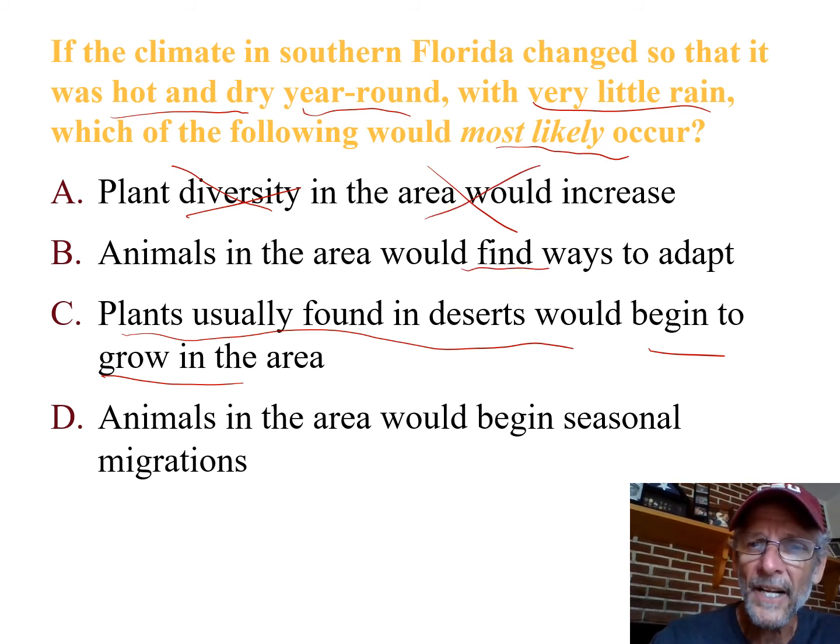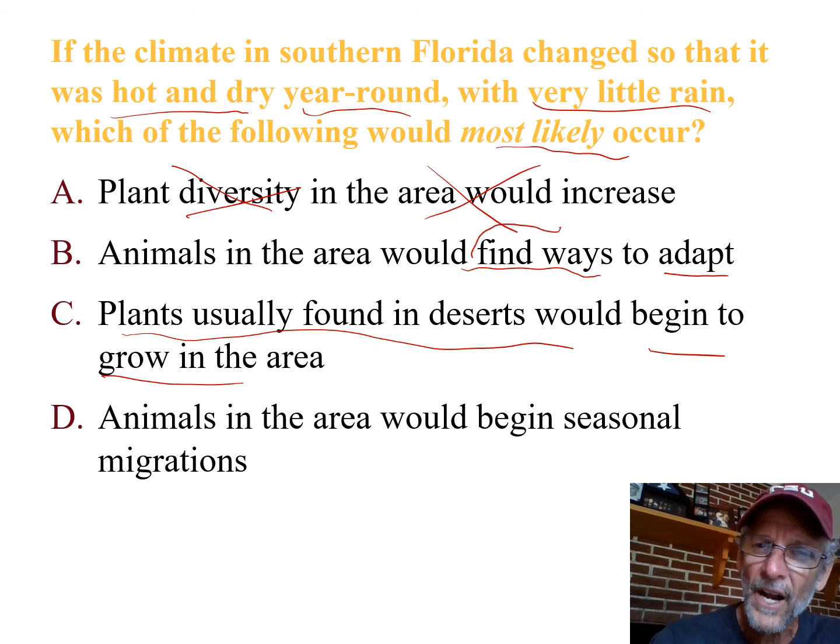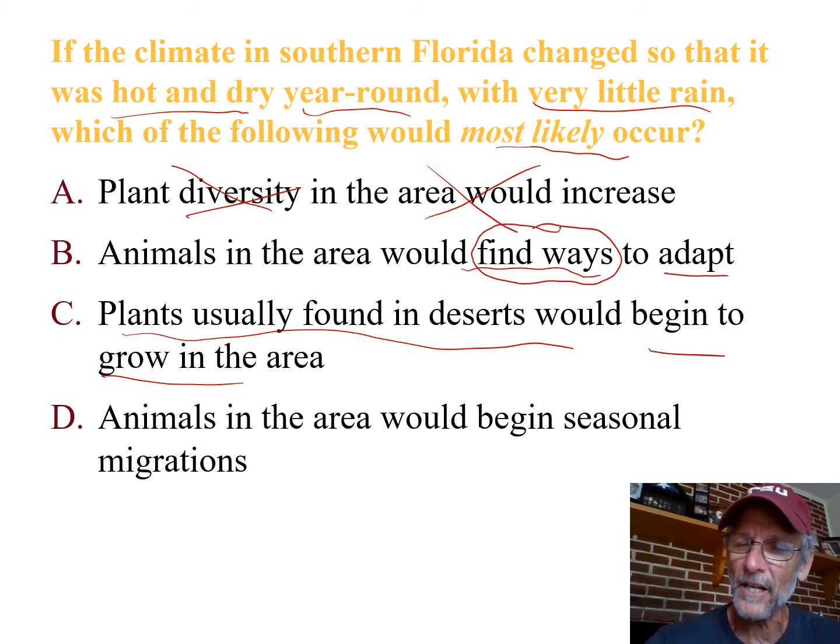Animals would find ways to adapt. They may very well adapt, but the definition of adaptation in an evolutionary sense is you got to have some mutations happen that happen to be helpful and yada yada. So find ways to adapt makes it sound like they're doing it on purpose, and so that's a weakness of that answer, even though it likely would happen that you would see some adaptations evolve.